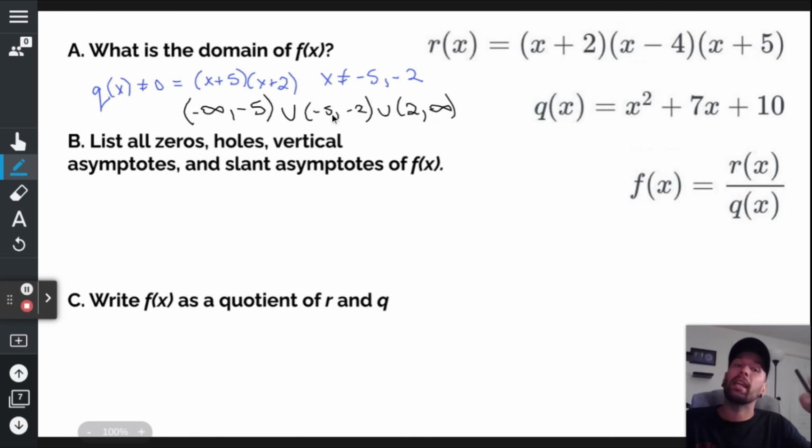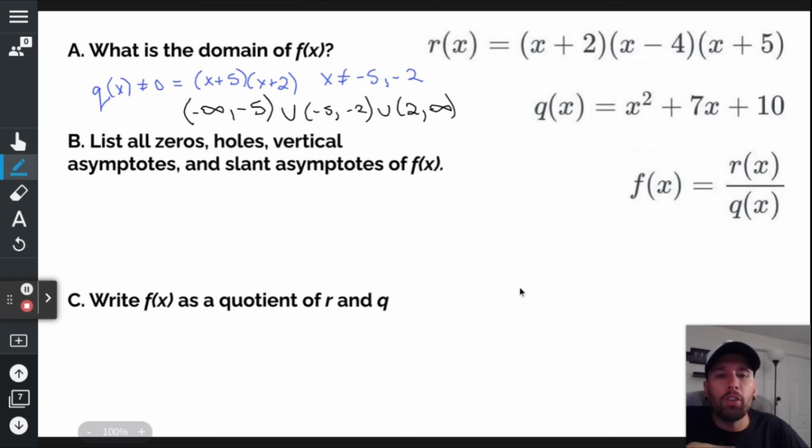Okay, so the domain is everything except for where the function is undefined. The function is undefined when q equals 0. Q equals 0 at negative 5 and negative 2, so x can't be negative 5 or negative 2. List all the zeros, holes, vertical asymptotes, and slant asymptotes of f of x.